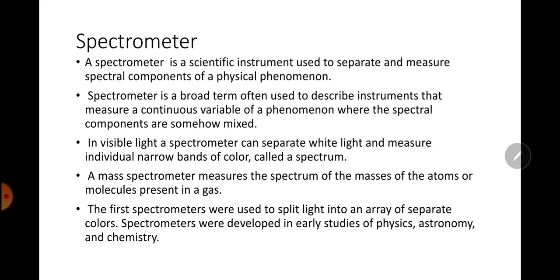A spectrometer consists of a monochromatic light source, a collimator, and a telescope. With the help of these instruments, the collimator collimates the light ray, making the light ray beam parallel. Then a diffraction grating is used, which diffracts the light ray, and the telescope is used to calculate the wavelength of light.